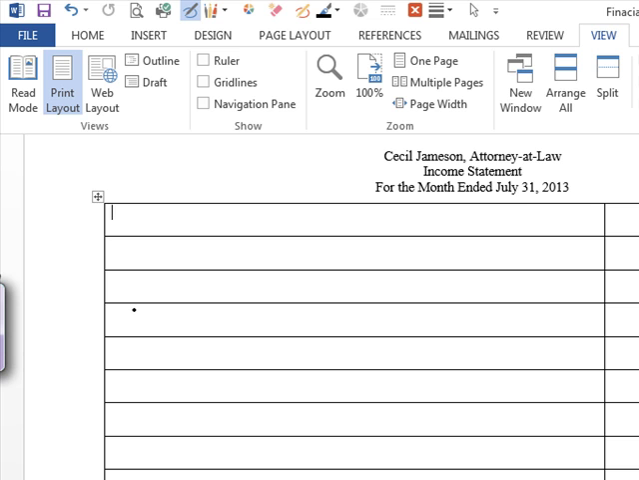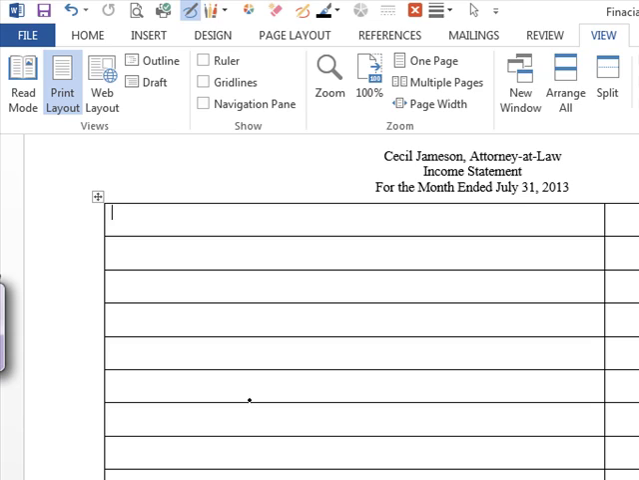Alright, so on page 26, we need to do the income statement for Cecil Jamison. The first thing you need to do is put a title on every financial statement. It's very important. I have multiple clients, so if I don't put the title of the company on the financial statement, then I don't really know who it belongs to. So it's very important that you put the name of the company, the name of the financial statement, in this case an income statement, and for what period it's for. This particular financial statement is for the month ended July 31st, 2013. Once you get the title in, then we can begin building the financial statement.